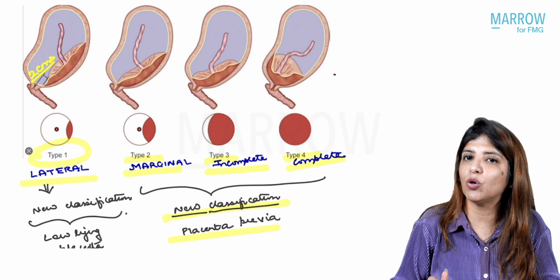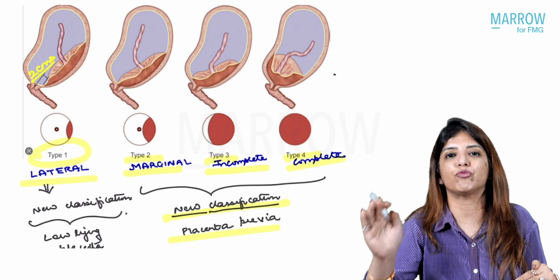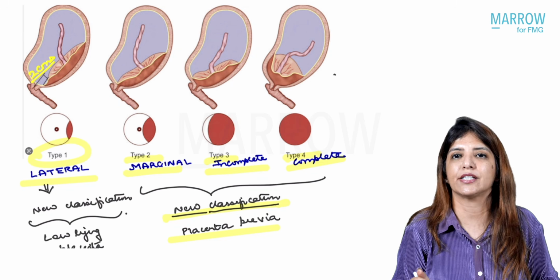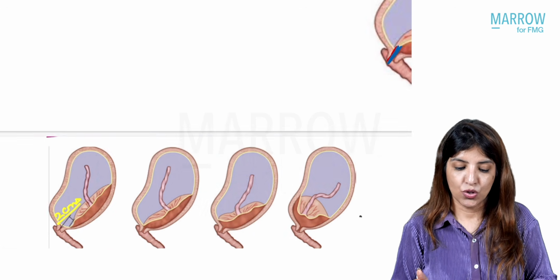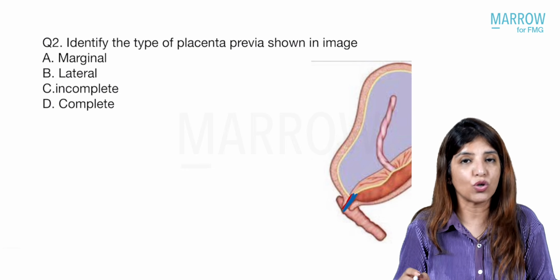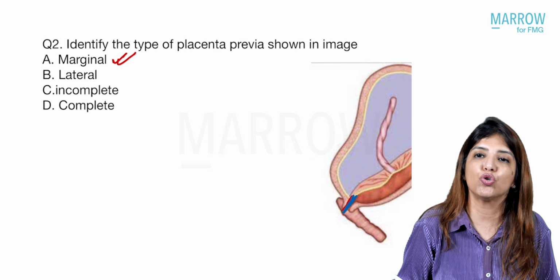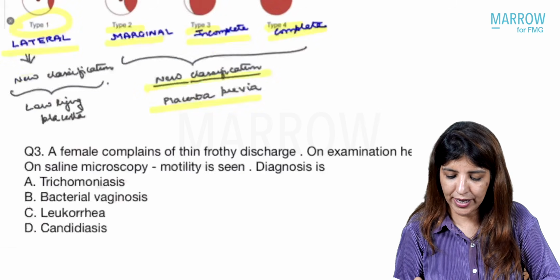So type 1 of the older classification comes under low-lying placenta, and type 2, type 3 and type 4 come under placenta previa, right? So over here the answer was, it was reaching up till the margins of the internal os. So it is marginal placenta previa or type 2 placenta previa, right?